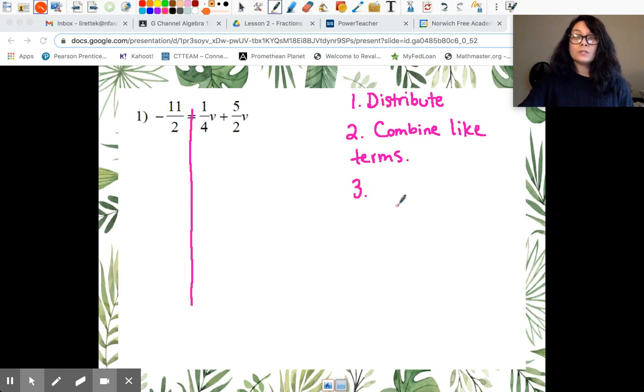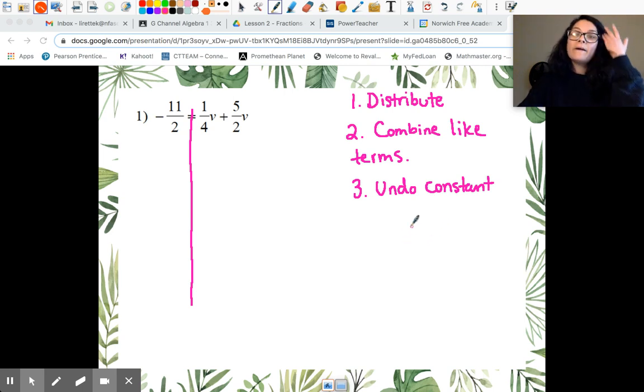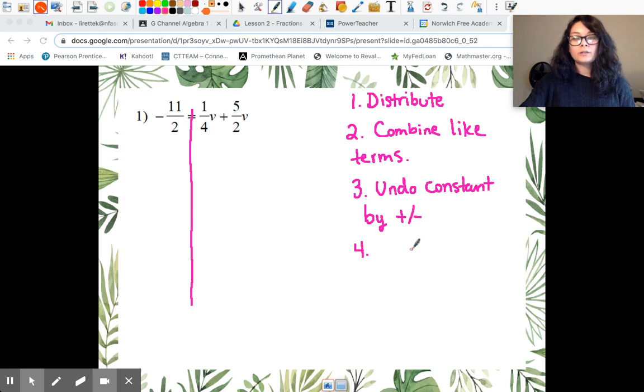When we solve, we use inverse operations, like when we were solving 1- and 2-step equations. So if we have a constant, we're going to undo the constant first. Again, that constant is the number not touching the variable. It's by itself. And to undo it, we add or subtract it from both sides. So we do whatever the opposite sign is in relation to that constant.